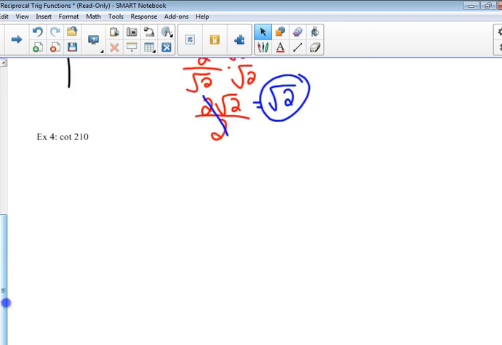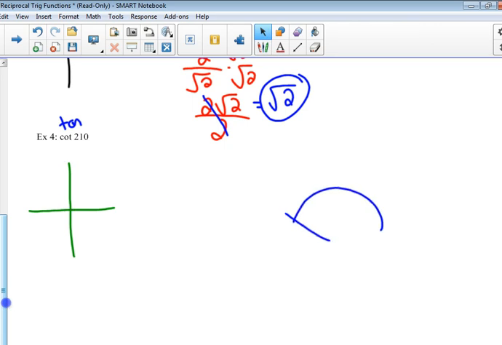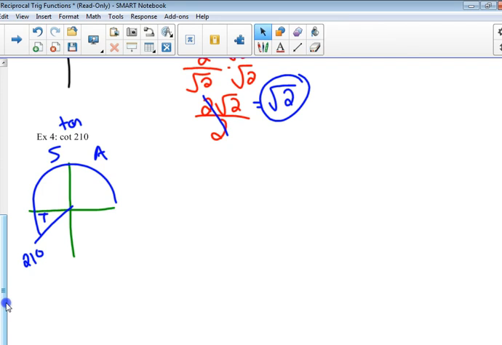Cotangent. Oh, I know, stupid tangent. All right, so cotangent of 210. So 210. We are in the third quadrant, using ASTC, talking about cotangent. Positive or negative? Positive. Great. Good. So this is like saying the positive tangent.